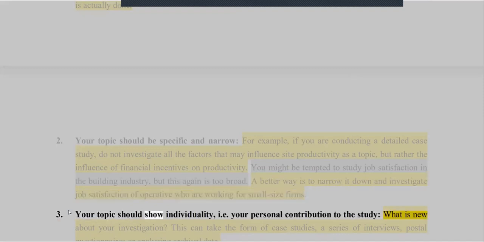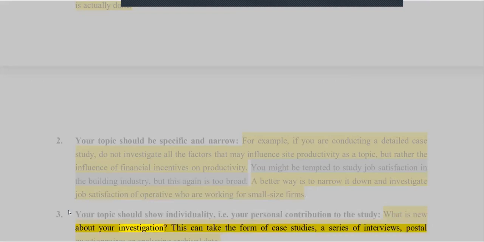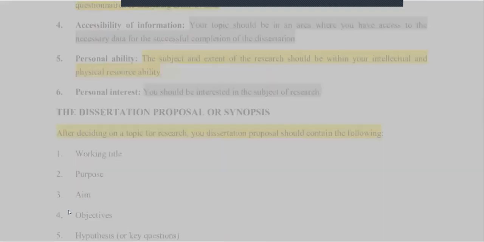3. Your topic should show individuality, i.e. your personal contribution to the study. What is new about your investigation? This can take the form of case studies, a series of interviews, postal questionnaires, or analyzing archival data.